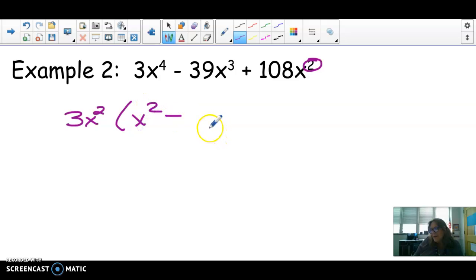39 divided by 3, excuse me, gives me 13. 3 minus 2 gives me x, plus 108 divided by 3 gives me 36. And x squared divided by x squared is 1. Again, remember to check. You can multiply using your distributive property.